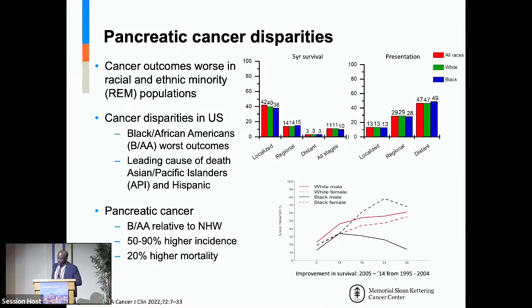But while this doesn't look too bad when you look at the figure, and we are doing a little better with pancreatic cancer mortality, you see that when you look at Black men and Black women compared to non-Hispanic whites, their improvement in survival has not just stopped or plateaued, but is actually getting worse more recently.